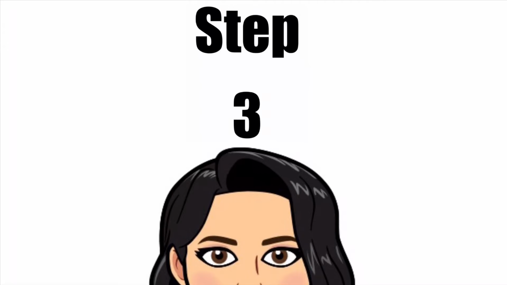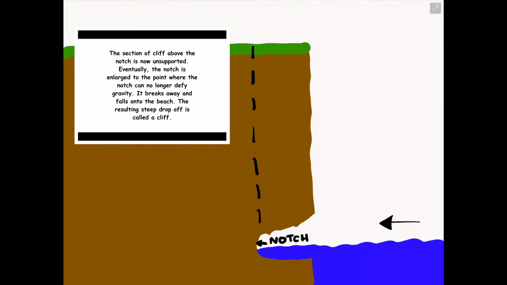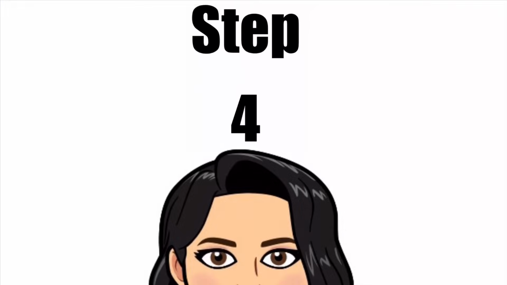Step 3 in the formation is when we start to see the wave cut notch enlarging, and unfortunately due to heavy erosion, that hydraulic action and abrasion taking place, the notch becomes so large that the cliff above the notch is left unsupported, and due to gravity weighing this material down and pulling on this material, it will eventually break away and fall into the sea or onto the beach, causing a steep drop of the cliff to be created.